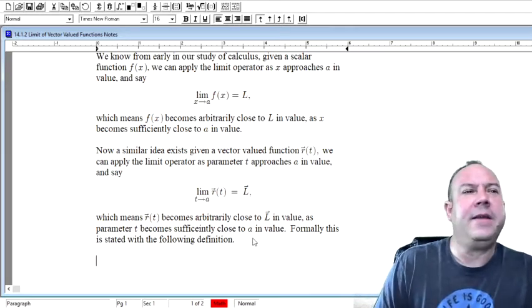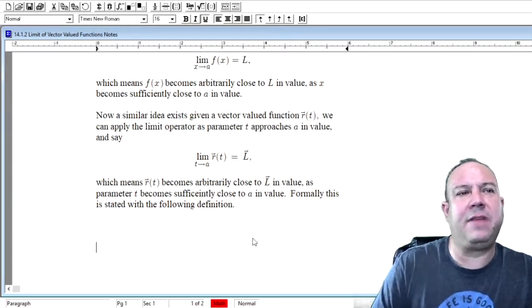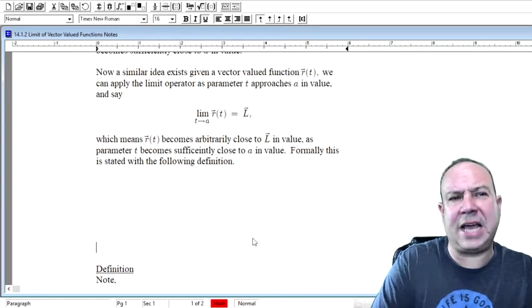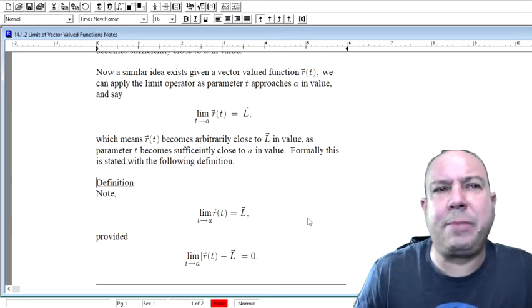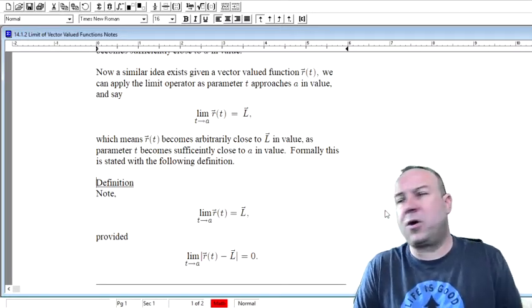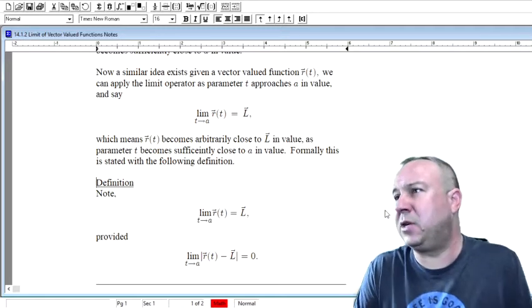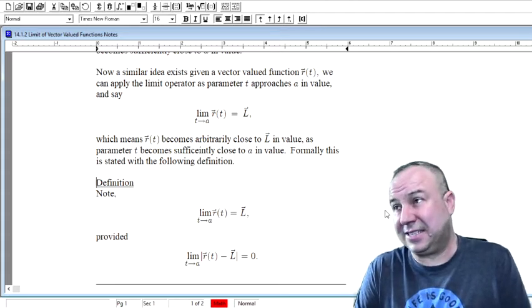Now, back in Calc 1, when we defined the above, we used the epsilon delta definition. We move beyond that a little bit in the context of vectors, because vectors talk about position in space. We're able to summarize this behavior and position in space using the following definition and avoid some of that epsilon delta necessity.